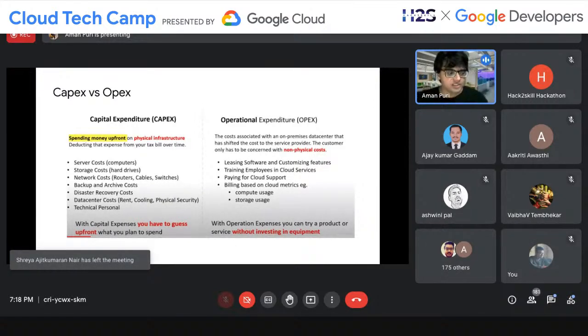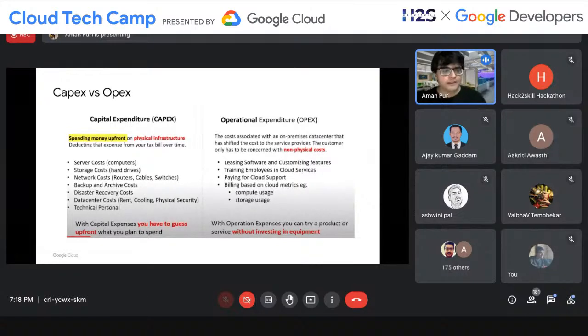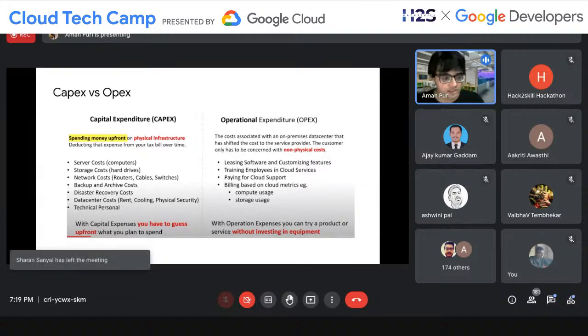It basically means that you're spending some money upfront to buy physical hardware. In the previous examples, what you saw was that we had some dedicated hardware. When you have to procure dedicated hardware like your servers, your storage hard drives, your network, your backup costs, your disaster recovery costs, your data center costs, the physical security, the cooling, the power, the electricity, and the technical person who's going to manage those things, you will have to pay for everything upfront. What you plan to spend, because you're creating a dedicated infrastructure for yourself, is a capital expenditure.